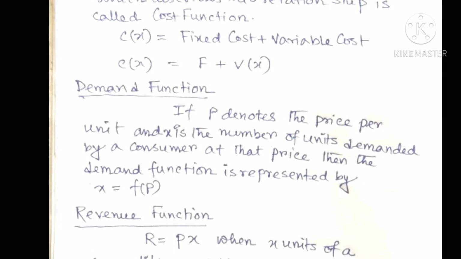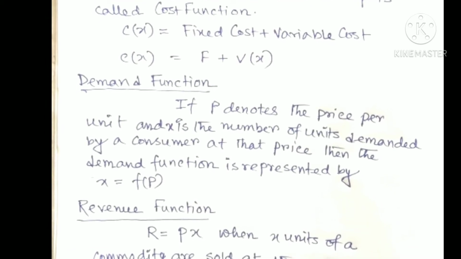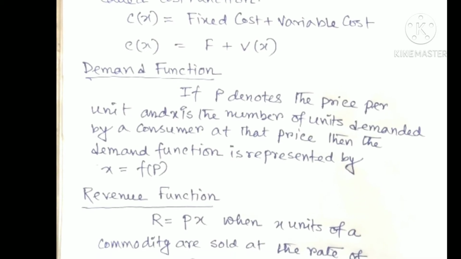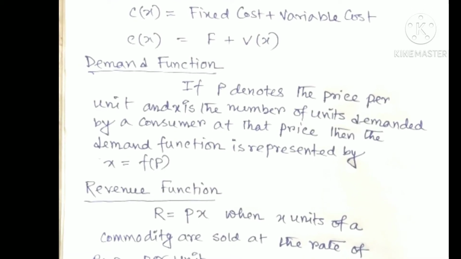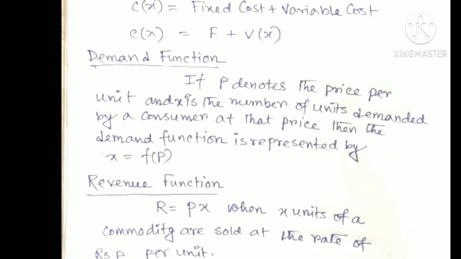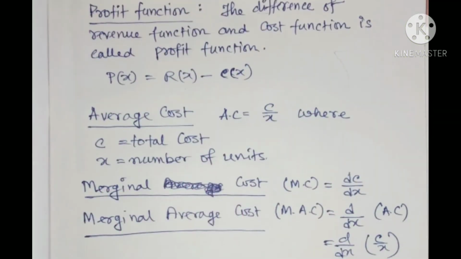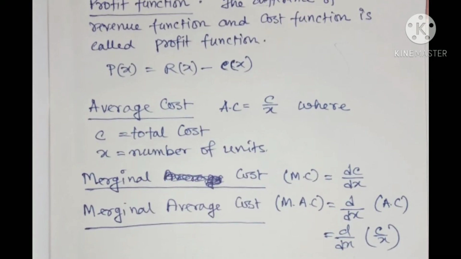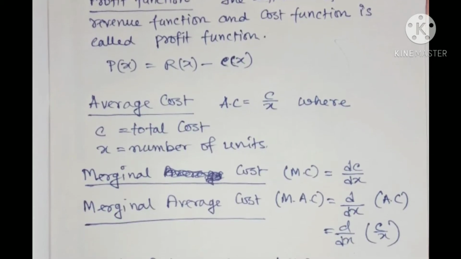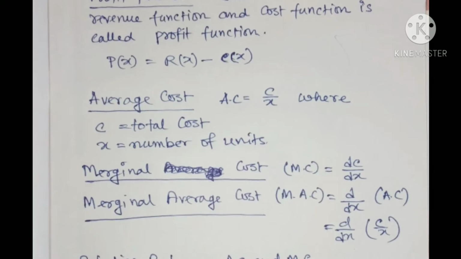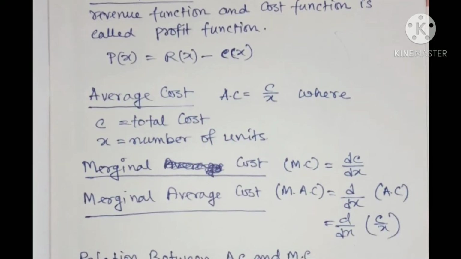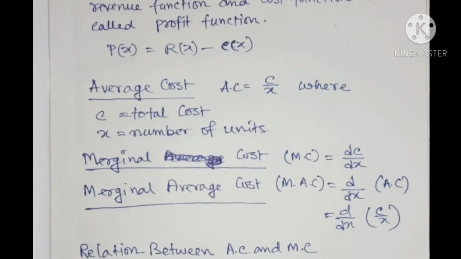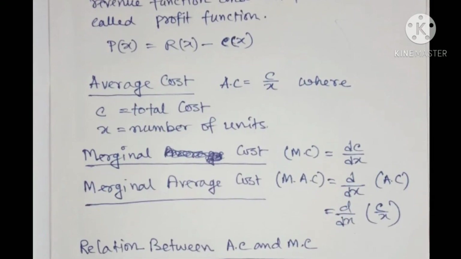Now we are going to discuss demand function. If P denotes the price per unit and x is the number of units demanded by a consumer at that price, then the demand function is represented by x is equal to f of P. Then revenue function, which is R is equal to Px, when x units of a commodity are sold at the rate of P per unit, is called revenue function.